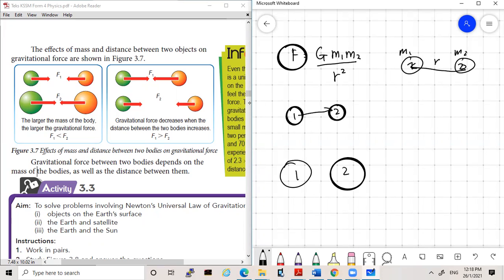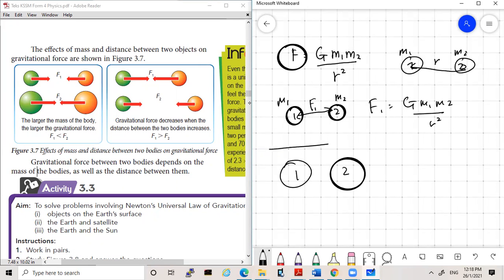So let's say we have object 1 and object 2, with mass 1 and mass 2. It will produce F1, where F1 is the gravitational force between them. So for F1, we will get M1 times M2 divided by R squared, the distance between the two objects.